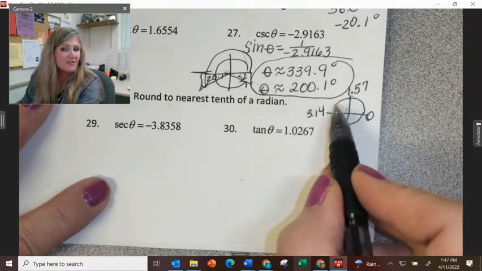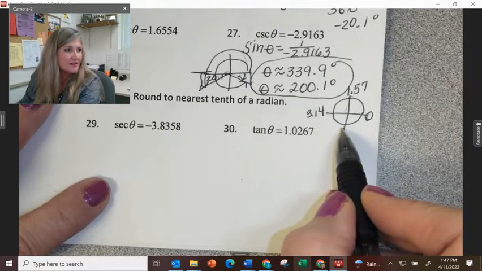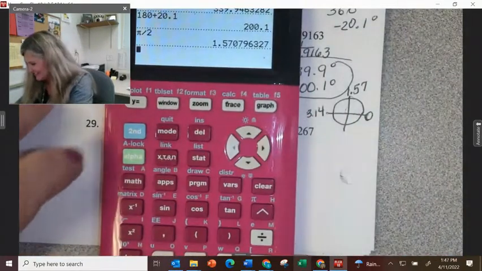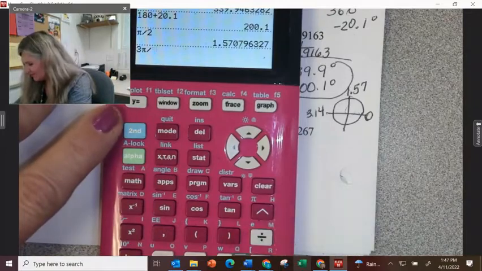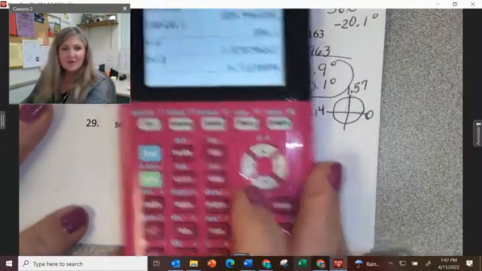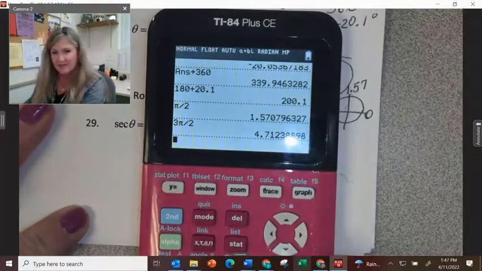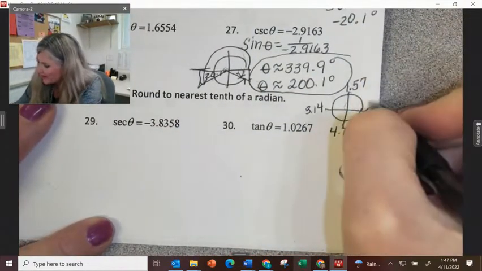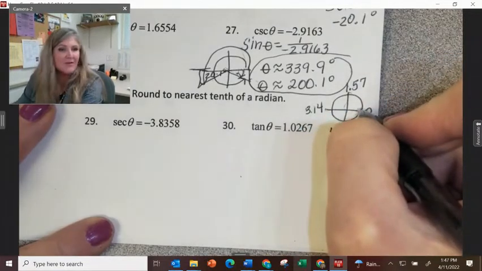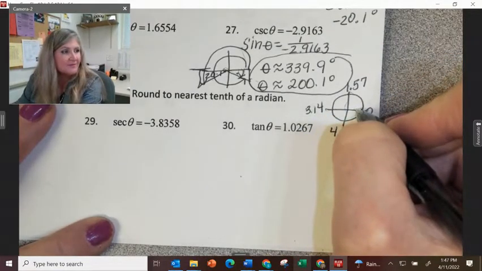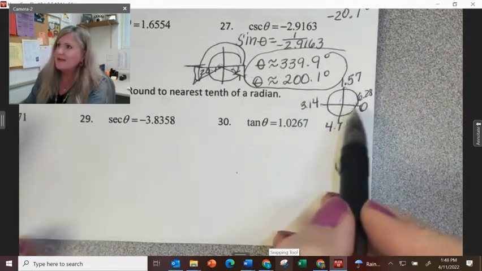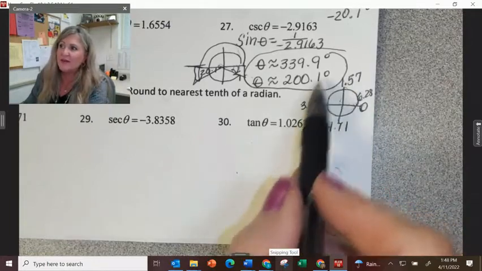What is this right here in radians? This was pi over 2. This is pi. This is 3 pi over 2. Right. So I'm going to do 3 pi over 2, and that right there in radians is going to be 4.71 radians. Okay, and then what if we go all the way around the circle? How many radians is that? Right, 6.28. Okay, good. We got a good idea now of what these are in radians.